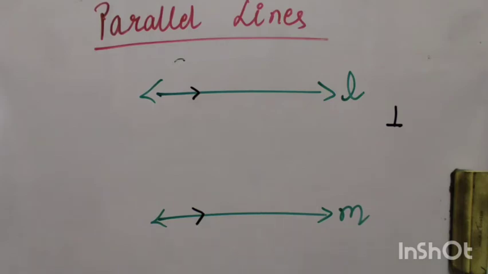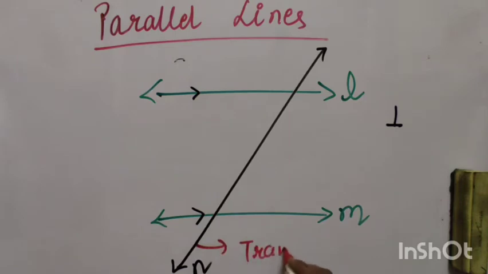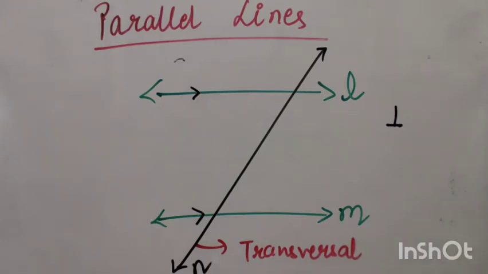Now further, if any line intersects these two lines, let's suppose this line is N. So what do we call this line? This line will be known as a transversal. Right, children? We call it a transversal because any line which intersects a pair of parallel lines is called a transversal. As you can see here, the line N is a transversal.